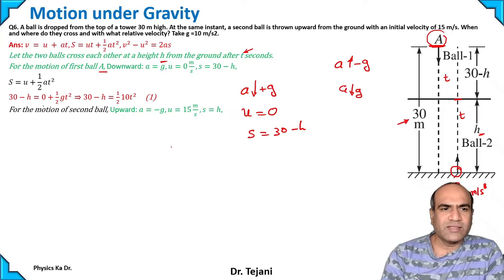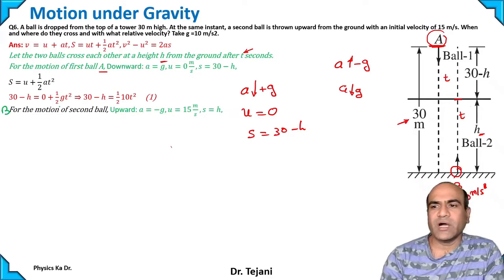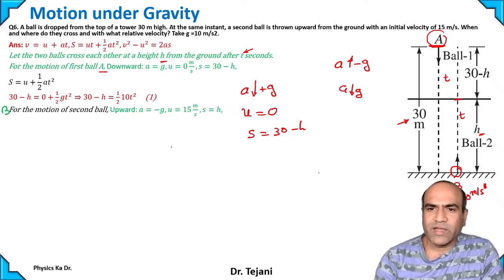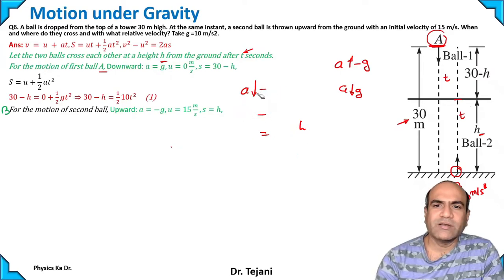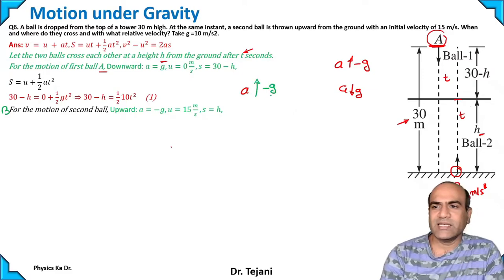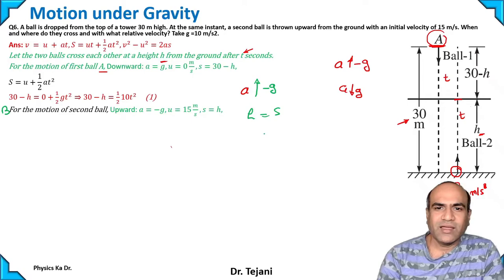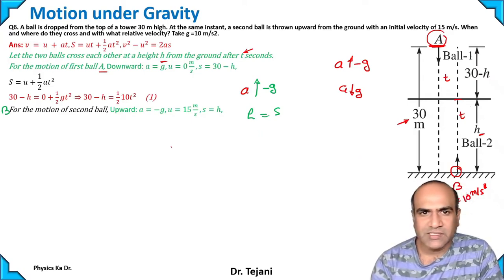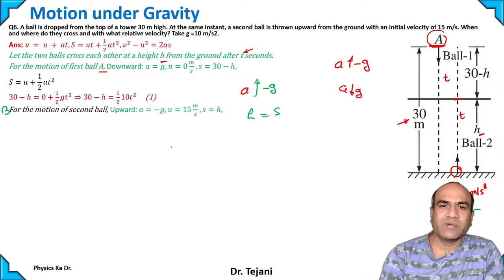And the second ball, this is ball number B, which is moving in the upward direction. When the ball moves in the upper direction, what happens? Gravitation becomes minus g. The height taken for that, s is equal to h, and initial velocity is given. It is not 10, it is 15 meter per second. So initial velocity u is 15 meter per second.